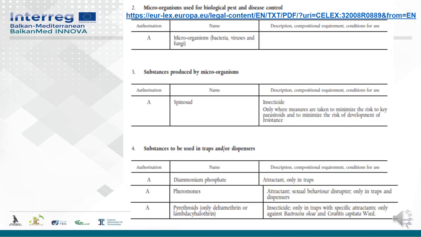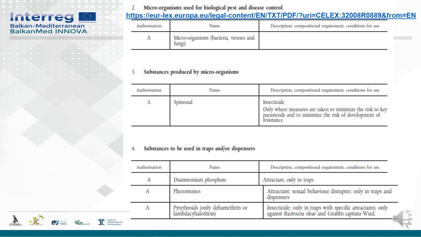What else? Substances to be used in traps and dispensers. The substances that can be used in traps and dispensers are ammonium phosphate, which is an attractant and is used only in traps. Pheromones are attractants, can be a sexual behavior disruptor, and are allowed to be used only in traps and dispensers.